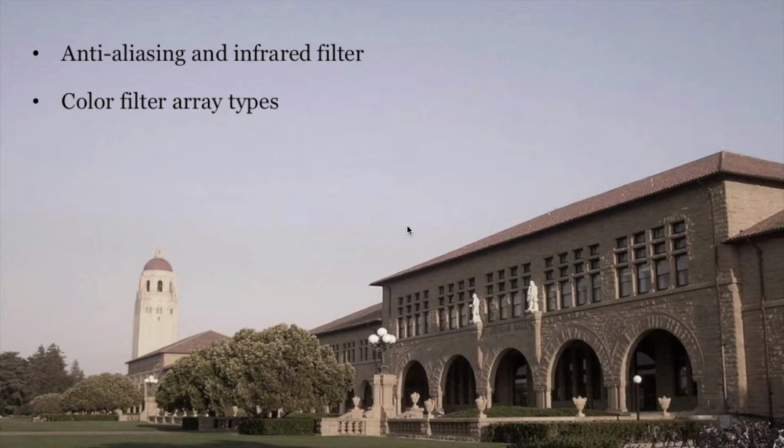So next, let me review some of the complexity and some of the auxiliary parts, anti-aliasing, infrared filters, color filter array types, that are part of building up from the original sensor into the full camera system. In this section, I want to give you a sense of all the different parts that we've already gone through and that we're still going to go through before we get something that feels like a good working camera.